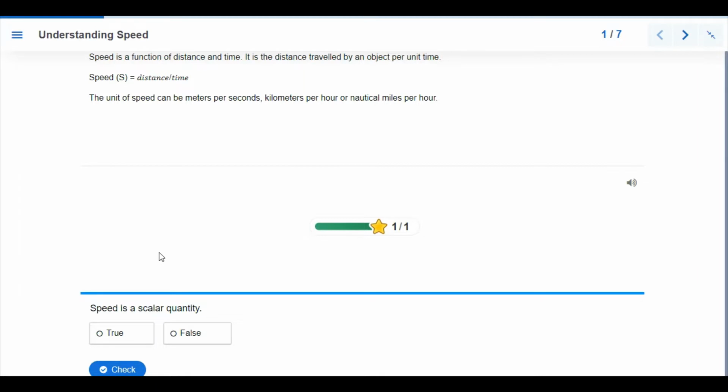What do we mean by a scalar quantity? A scalar quantity is a quantity that has only magnitude, that is a specific value without direction. And we say speed has only value without any specific direction. True? Can that be true? Yeah.